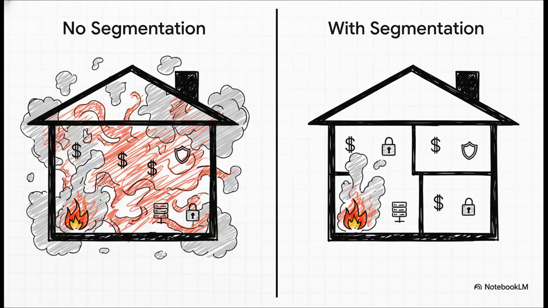And the benefits here are huge. You're limiting an attacker's ability to move around. You're shrinking the overall area they can even try to attack. And most importantly, you're containing any breach to a small, manageable zone. It's really the difference between a small fire in the kitchen and the entire house burning to the ground.